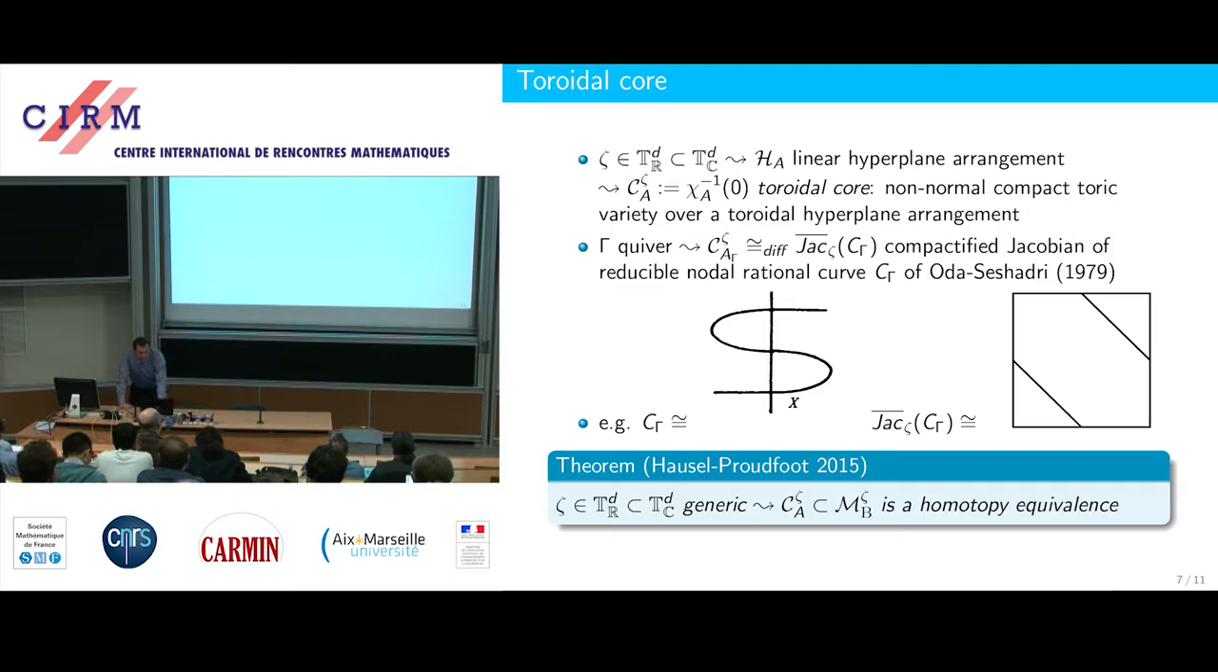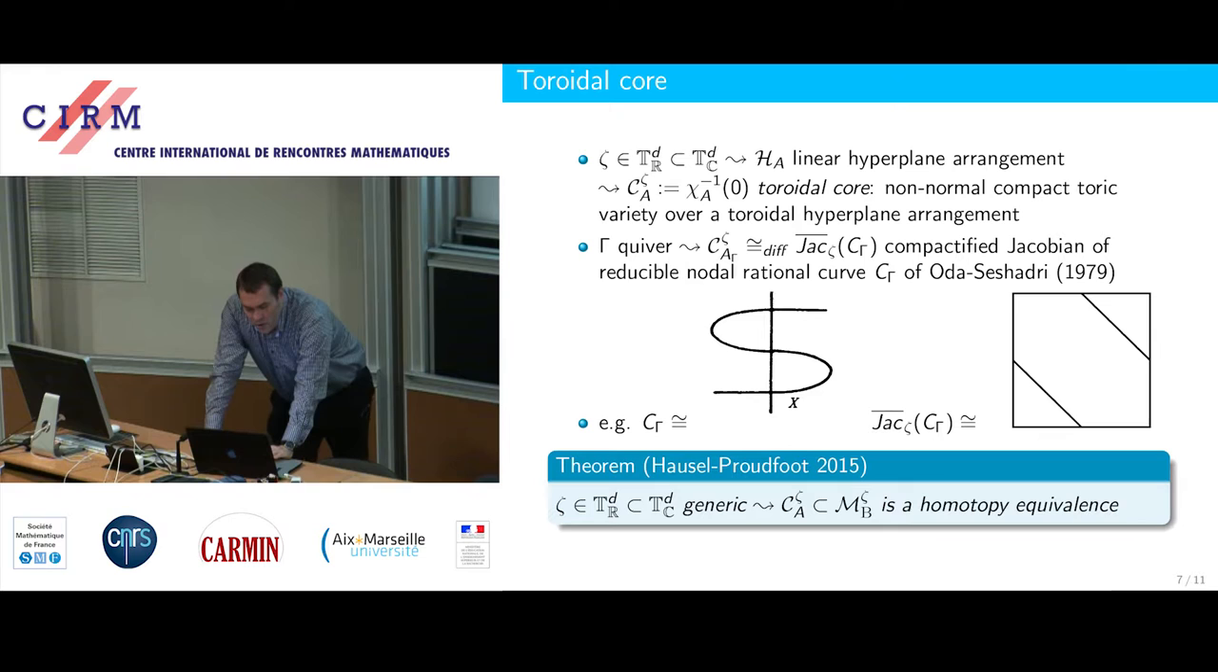And in their paper, they already have one of our favorite examples as well. In the case when the curve is the union of two P1s, it's just the Kronecker quiver, two vertices, one for each component of the curve, with three edges between them. That's the quiver. The three edges correspond to the three intersection points. And the corresponding compactified Jacobian, for us the corresponding toroidal core, is a toric surface, a non-normal toric variety.